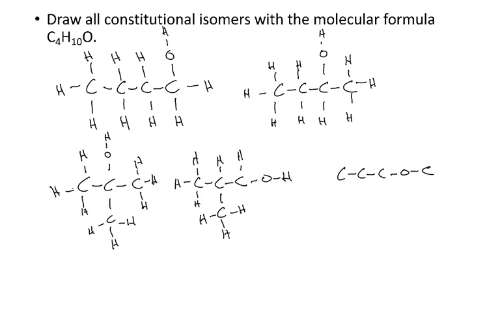I could do that ether where we have 3 carbons on one side and 1 carbon on the other, or I could also do it smack dab in the middle, where I've got 2 carbons on each side. And if I go in and fill in the hydrogens, the carbon is now divalent, so it doesn't need any hydrogens. And then again, I have 1, 2, 3, 4, 5, 6, 7, 8, 9, 10. I've got my 10 hydrogens.